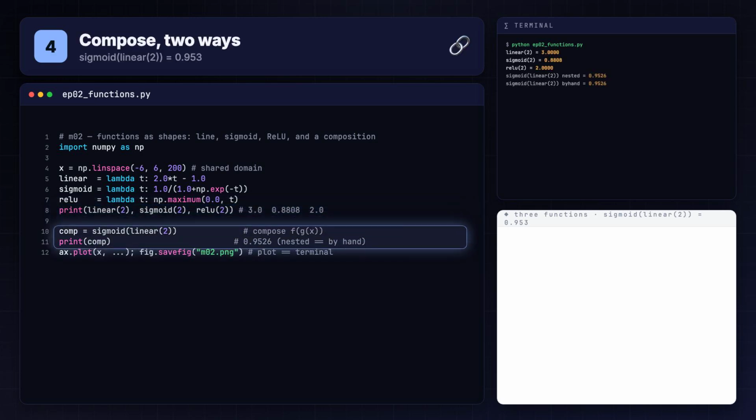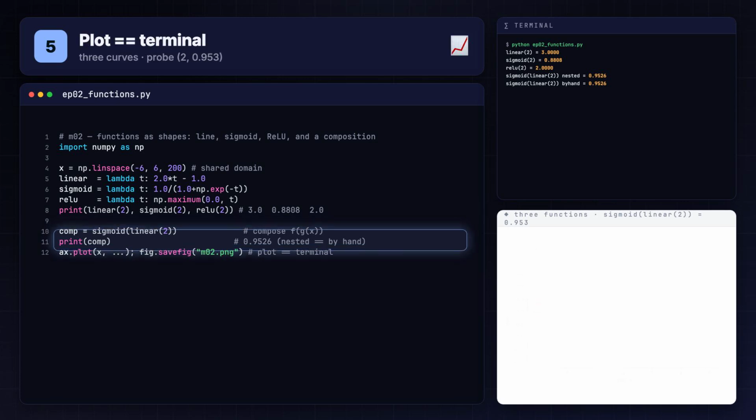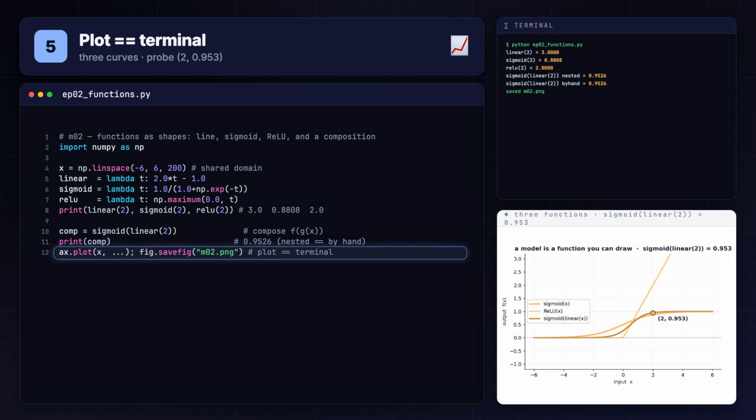Next we compose, feed the linear output into the sigmoid of 2x minus 1, and compute it two ways, nested calls versus by hand, to show they agree. Finally, we plot all three curves in amber shades with the probe point marked and save the figure whose marked values match the printed ones.